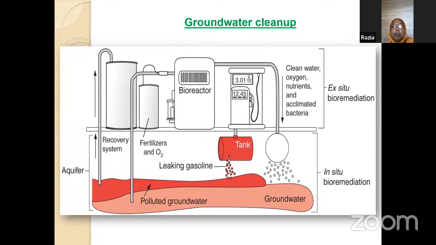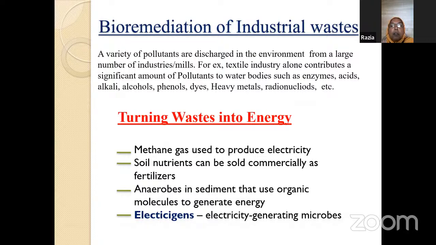Next slide, please. Yeah, one of the most astonishing applications of this treatment of industrial waste is that the waste can also be converted into energy, like electricity, or it could be converted into fertilizers, or into various industrially important chemicals. So how are all these processes possible?